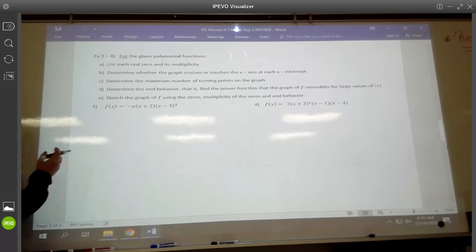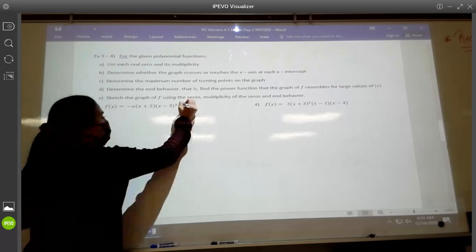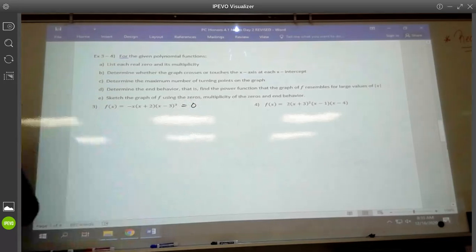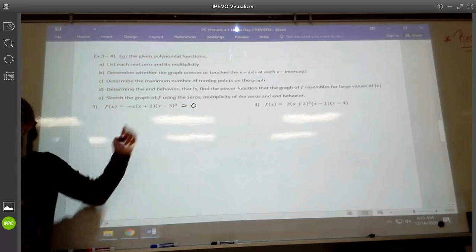All right, so first things first. If we're going to graph this function, first we're going to find its x-intercepts, its zeros. Lucky for us, it's already factored.